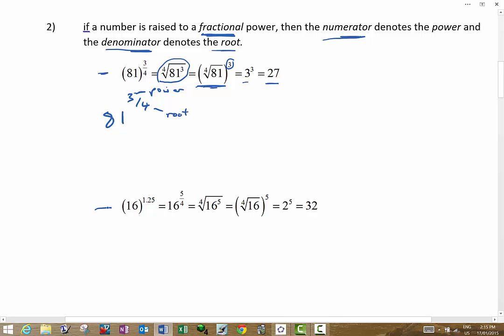In the second example, 16 to the 1.25, we don't actually know how to deal with decimal powers, but I do know how to deal with fractional powers. So 16 to the 1.25 is the same as 16 to the 1 1/4, which is 16 to the 5/4. Of course, the 4 is in the denominator, so this means we've got the 4th root of 16 raised to the power 5. It's also equal to the 4th root of 16 to the 5, but I don't know how to do that. We should know that the 4th root of 16 is just 2, and 2 to the power 5 is 2 times 2 times 2 times 2 times 2, which, as I've written, is 32.